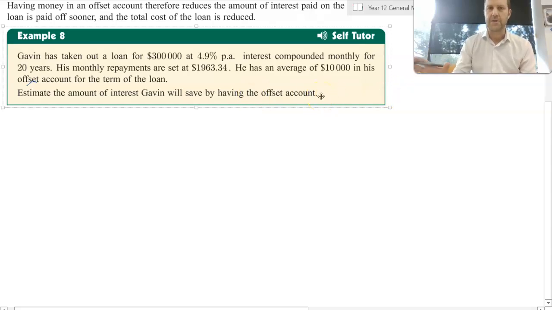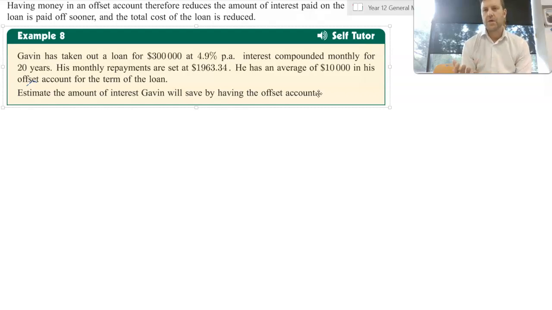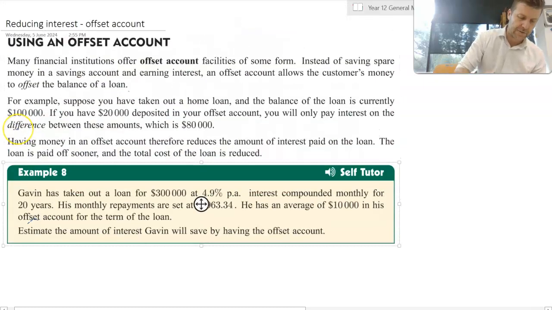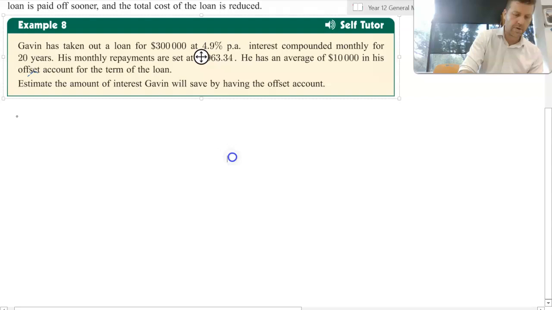So if he has the offset account, it's going to reduce the amount of interest he pays, therefore reducing the total amount he has to repay back, which will actually reduce the period of the loan or the total life of the loan. So rather than paying it off in 20 years, he's going to pay it off in less than 20 years, hopefully. So what we're actually being asked here is to determine the value of N. How long will it take to pay off the loan if the interest rate is 4.9%?